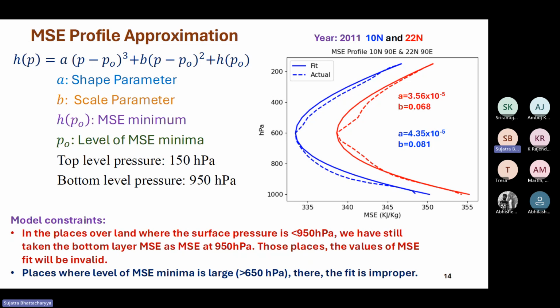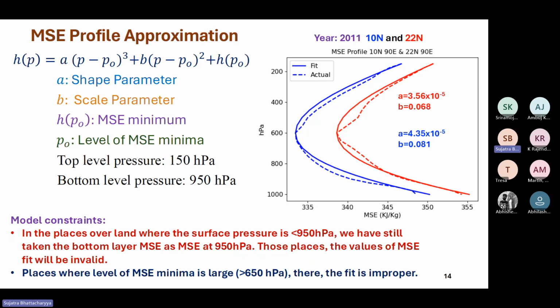Suppose this is the moist static energy profile. The minima is around 600 hectopascals, let us consider for this moment. And this is the MSE minima. H of P naught will be this value. Right? And then B into P minus P naught whole square. So in some way there is a symmetric term, there is an anti-symmetric term, and there is a moist static energy minimum.